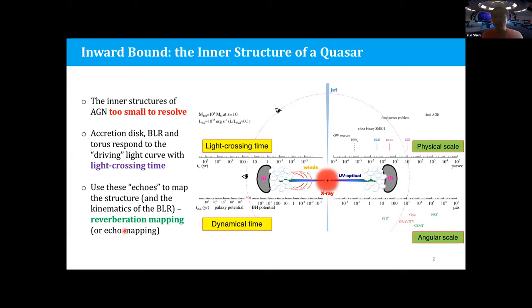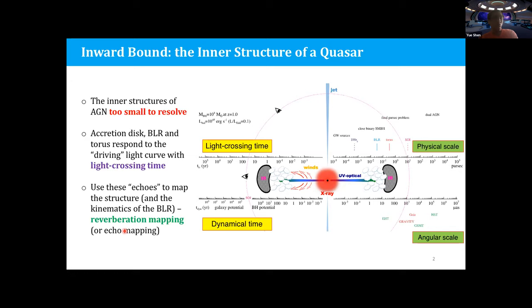But fortunately, the accretion disk, broad-line region, and the torus all respond to some sort of driving variability from, say, the innermost part of the accretion disk, possibly the X-ray corona as well, on timescales of light crossing. And this light crossing time is much shorter, on hours to days to years timescales. Even for the most distant bound structure, the dusty torus, this timescale is on the order of years. So that means we can hopefully study these regions with variability experiments within a reasonable amount of time.